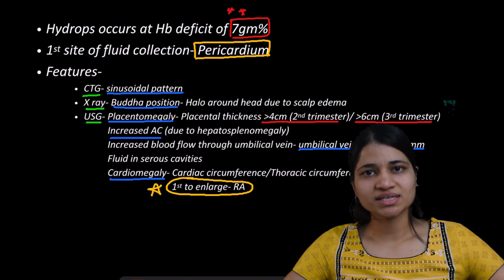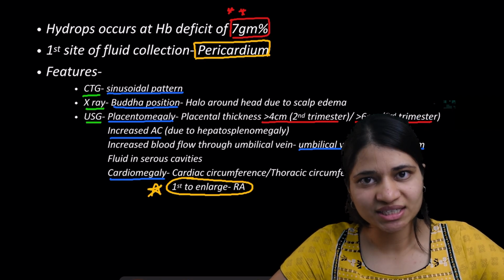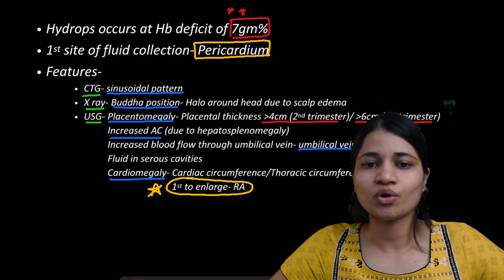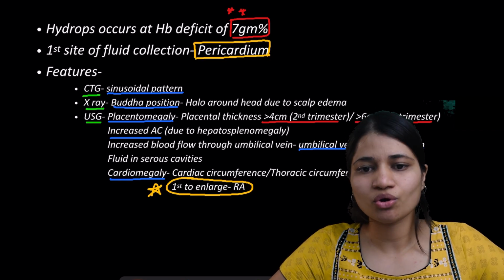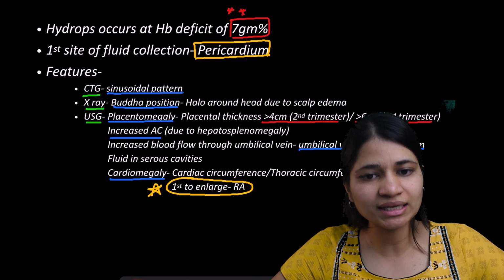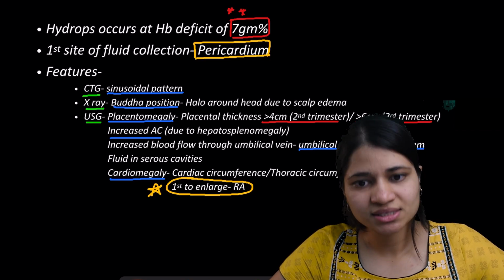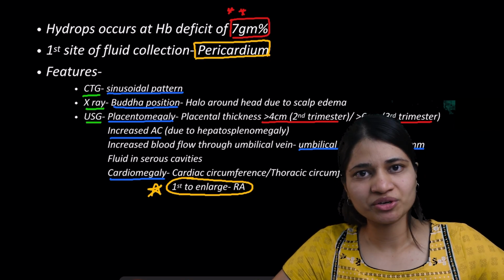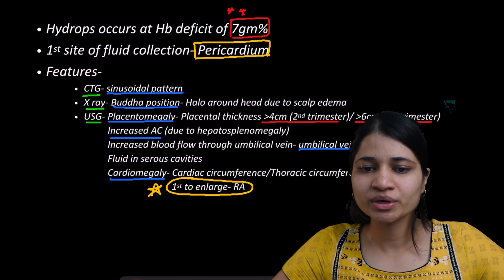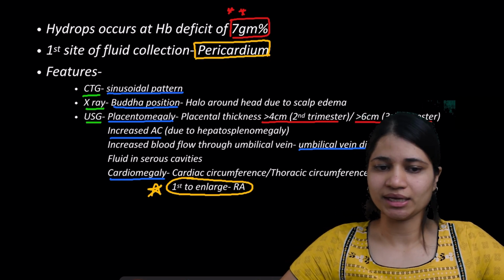So let's quickly revise the features of hydrops. On CTG, there will be a sinusoidal pattern. On X-ray, there will be Buddha position. On ultrasound, there will be placentomegaly, increased abdominal circumference, umbilical vein diameter of more than 5 mm, fluid in serous cavities, and cardiomegaly.